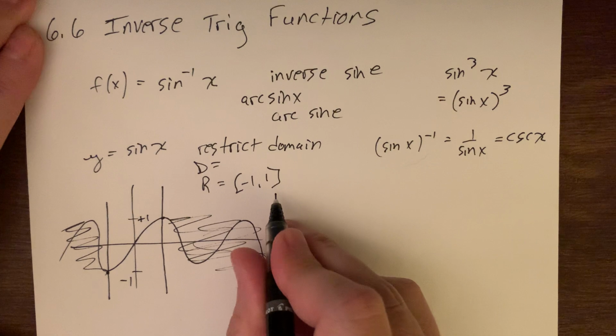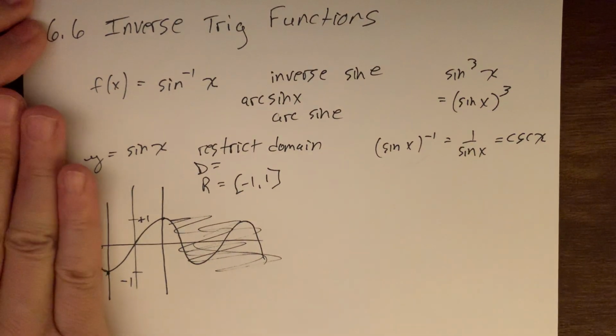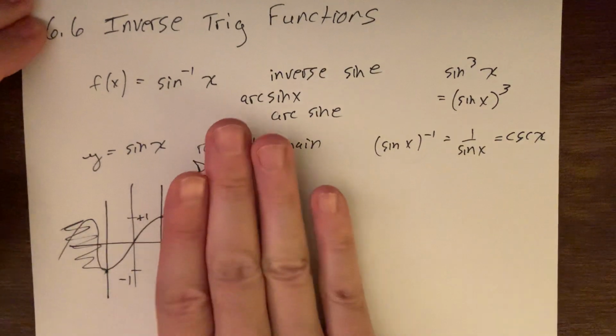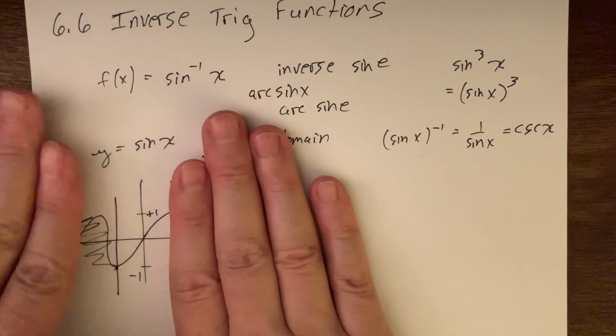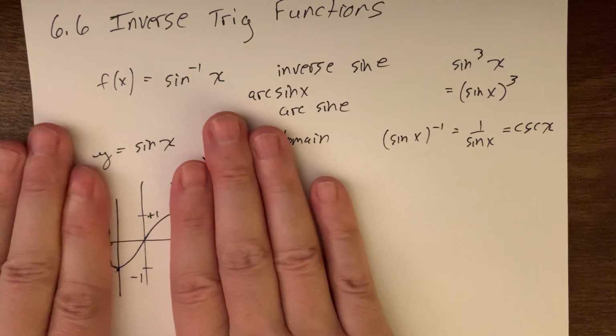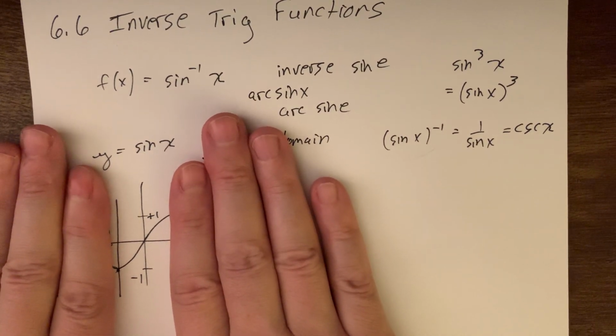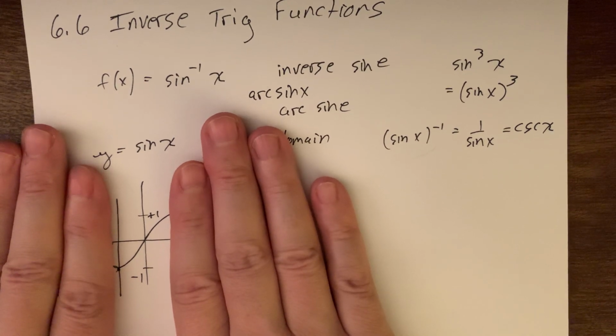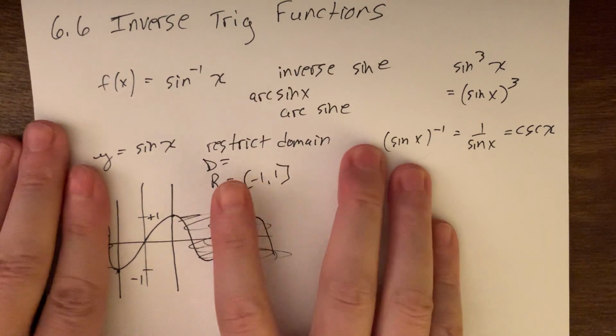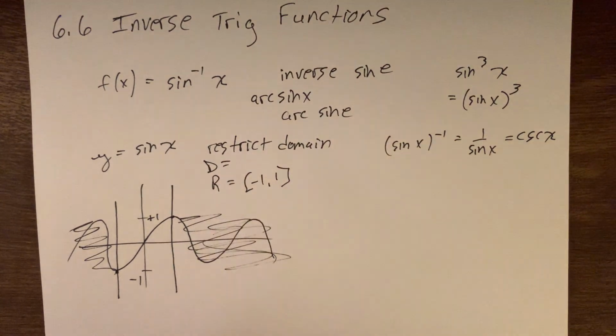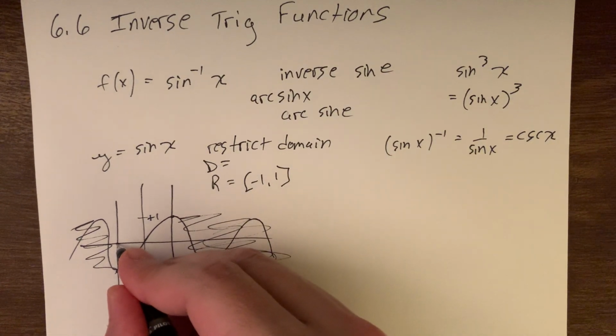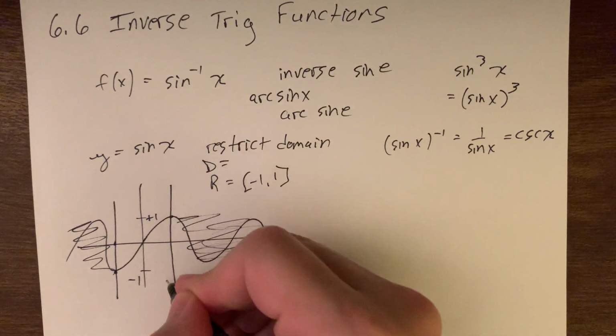So I still get the whole range, but when I ignore everything to the left of this line and everything to the right of this line, everything just in between these lines, now that is 1-to-1. So what is this restriction? What are the x values that cut the graph off here and here?